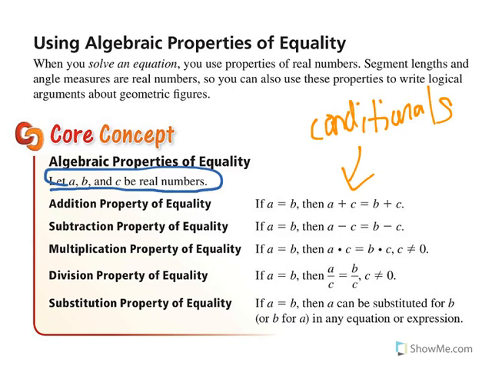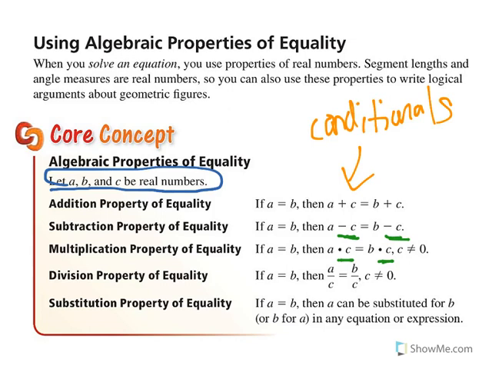Then our second one is very much like addition. So if A is equal to B, then if I subtract the same amount from either side, it would still be equal. So here they subtracted C, and then they subtracted C, so A would still be equal to B. Multiplication property of equality: if A is equal to B, well then if I multiply the same value to both sides, A would still be equal to B. This only applies though if C is not equal to 0.